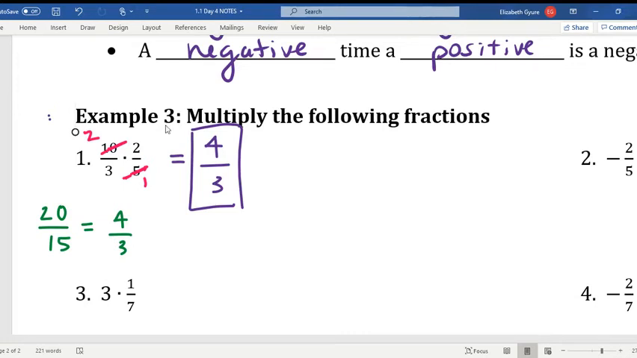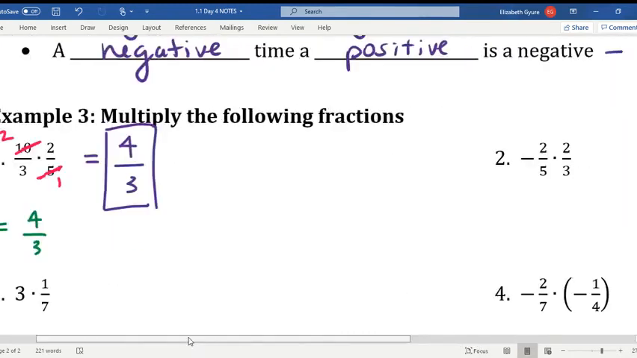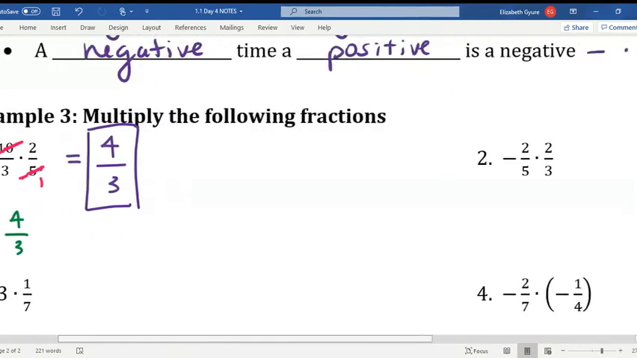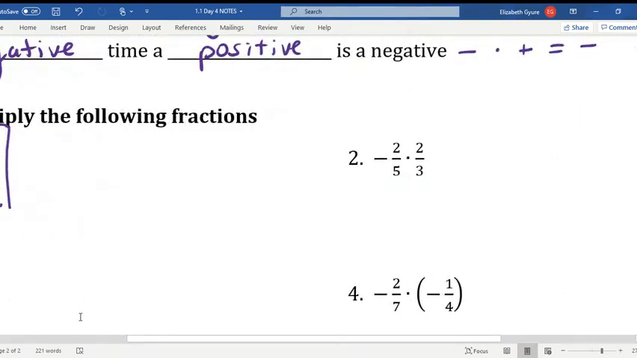All right. Let's go over and look at number 2. Okay. Number 2.